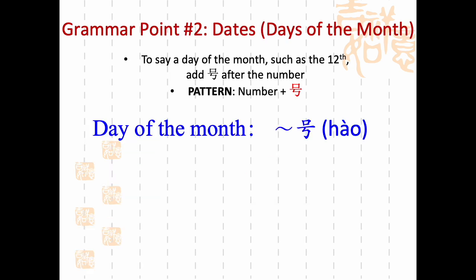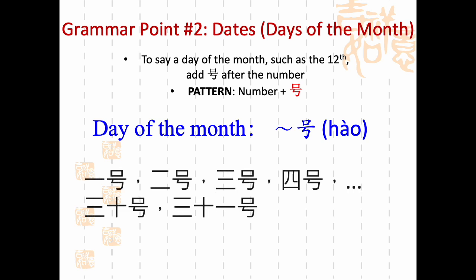To say days of the month, you simply put the number in front of the character 号. So, if we wanted to say the first day of the month, we would say 一号. The second day of the month, 二号. The third day of the month, 三号. The fourth day of the month, 四号. And so on.